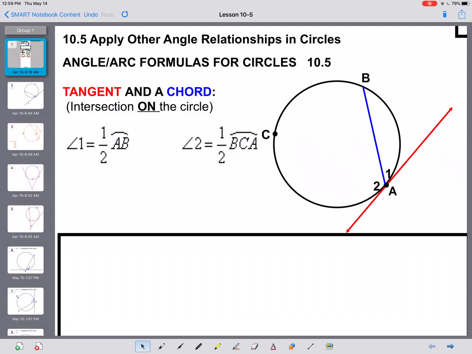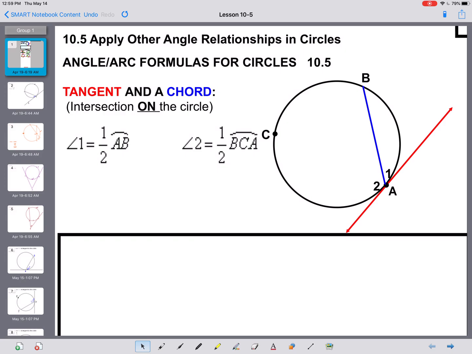This is Geometry Lesson 10.5. First thing you should do is print out the 10.5 formula sheet. It's on the remote learning tile. Print out the 10.5 formula sheet. If you haven't done that already, pause this and go do that.